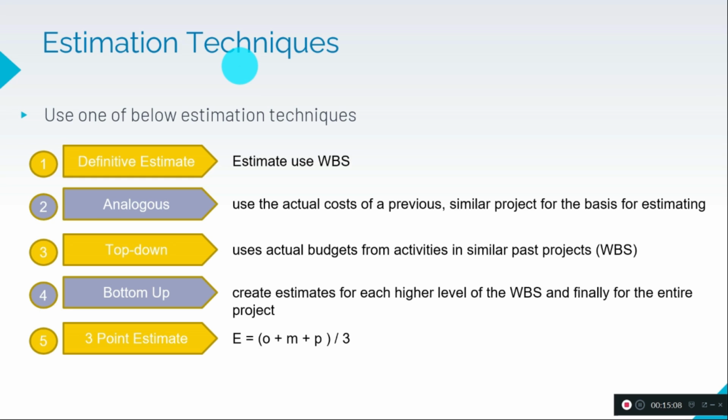The last one is 3-point estimation. It is like optimistic, most likely, and pessimistic estimation. So optimistic plus most likely plus pessimistic divided by 3 is the estimation for the particular task. This is also called PERT estimation.